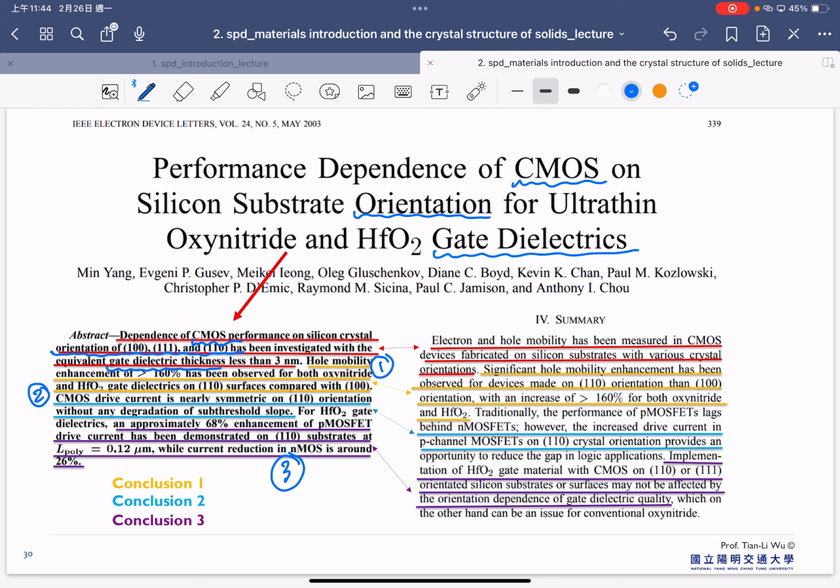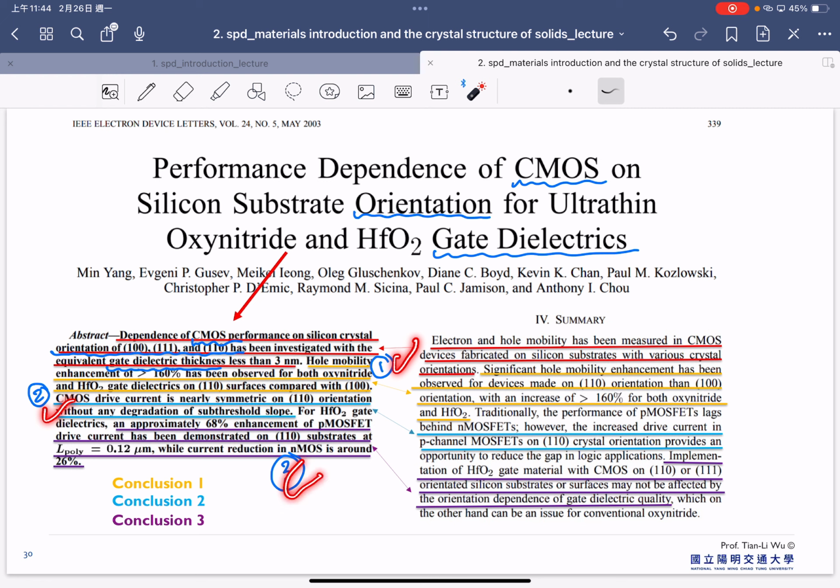When we write an academic paper, it's also the same. First, we define the title, and first try to figure out what the three major contributions of your work are, and then we write one to two sentences to describe each conclusion. This is 1, 2, 3.